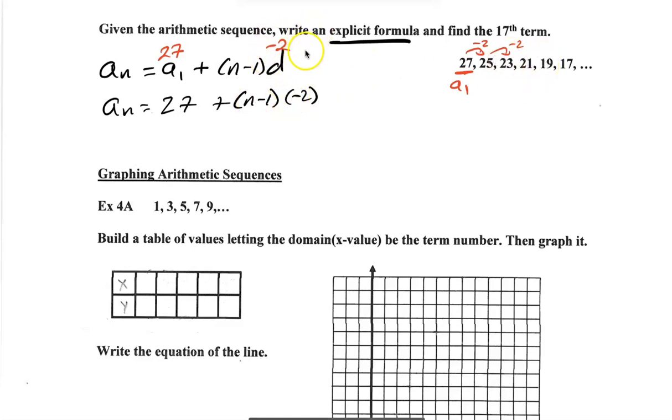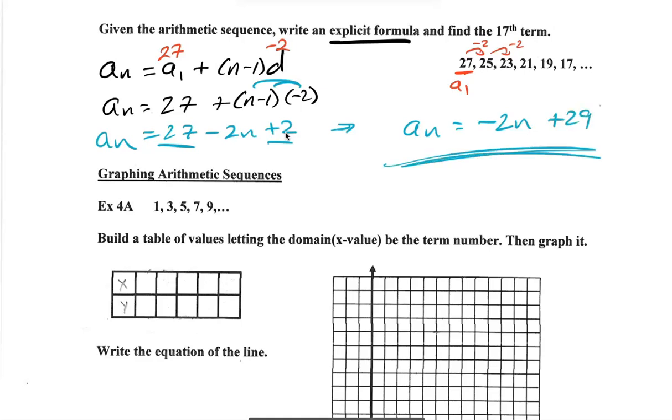I'm going to put it in parentheses so I don't think it's minus 2. It's times negative 2. Again, let's simplify it. Distribute that negative 2 to both of these. So I get 27 minus 2n plus 2. Right? Negative 2 times n is negative 2n. Negative 2 times negative 1 is just 2. Add up like terms. And we get our formula: a_n equals negative 2n plus 29.